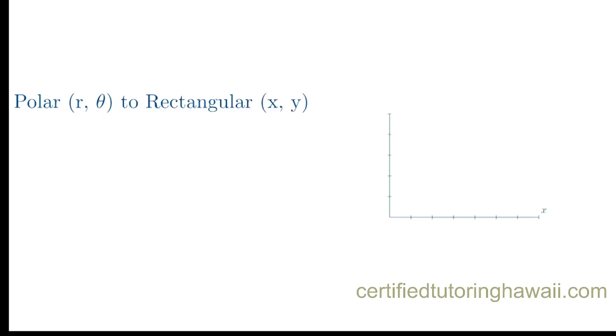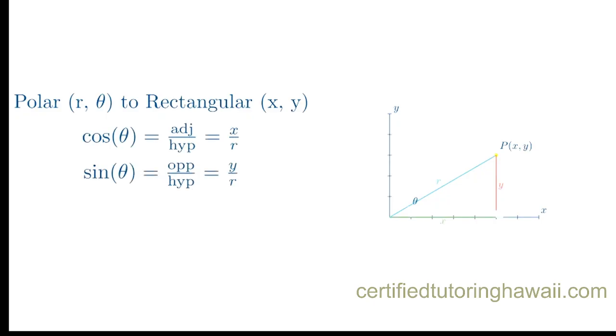Let's visualize a point P at (x, y) in the Cartesian plane. We can draw a line from the origin to P. This line has a length r and makes an angle theta with the positive x-axis. If we drop a perpendicular line from P to the x-axis, we form a right triangle. In this right triangle, the x-coordinate is the adjacent side to the angle theta, and the y-coordinate is the opposite side. The hypotenuse is r.